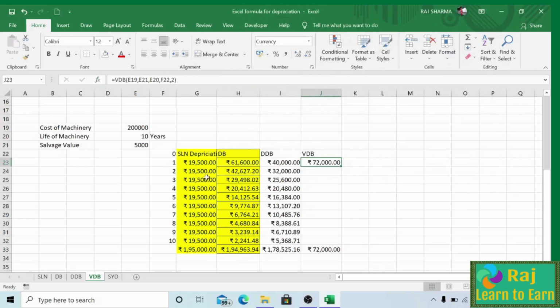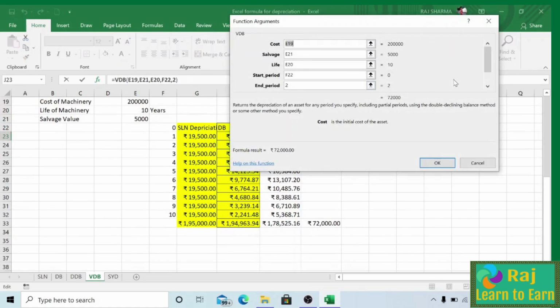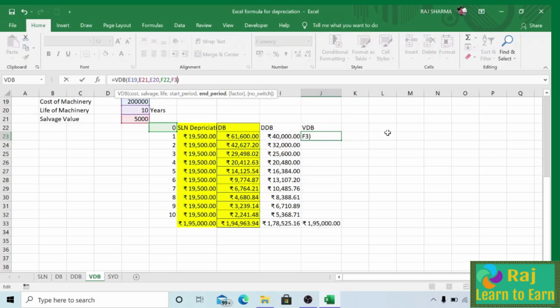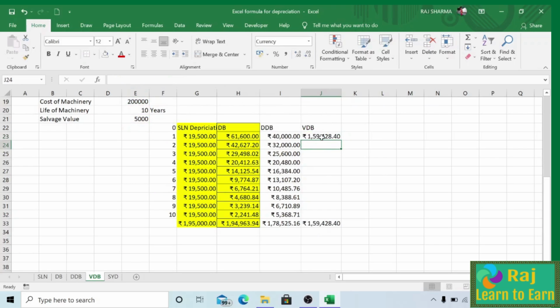So for the first 2 years, the depreciation that can be charged is 72,000, which is nothing but the summation of these. Similarly, I can change the end period. Let me make the end period the last. So if I make it so, then for the entire 10 years, the depreciation charge is 1,95,000. If I change it to 7, then the depreciation charge for the first 7 years will be 1,59,248.